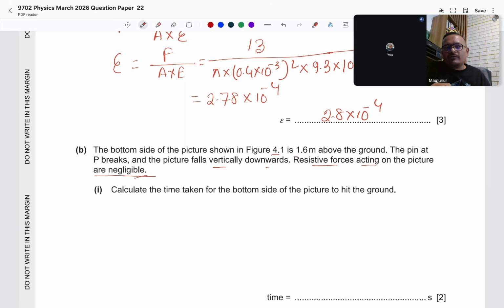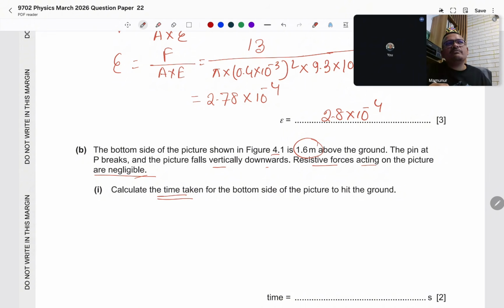What we know about constant accelerated motion, we have three equations: v equals u plus at, s equals ut plus half at², and v² equals u² plus 2as. Distance is given here, 1.6 meter. Time is not given, and we need to calculate the time.